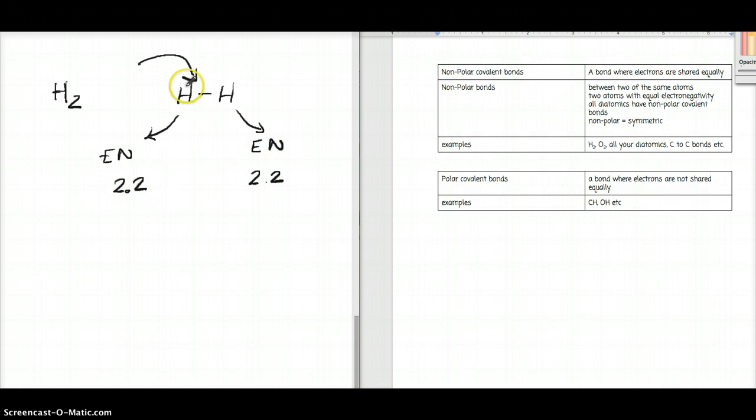So when they get together and they're fighting over these two electrons, I can actually draw them as electrons for you. So let's draw them. I'll make them red. When they're fighting over those two electrons, this hydrogen right here that my cursor's on is pulling with a strength of 2.2, and this guy is also pulling on those electrons with a strength of 2.2. So those electrons that are right there underneath my cursor are going to be right smack dab in the middle. That is a non-polar covalent bond.